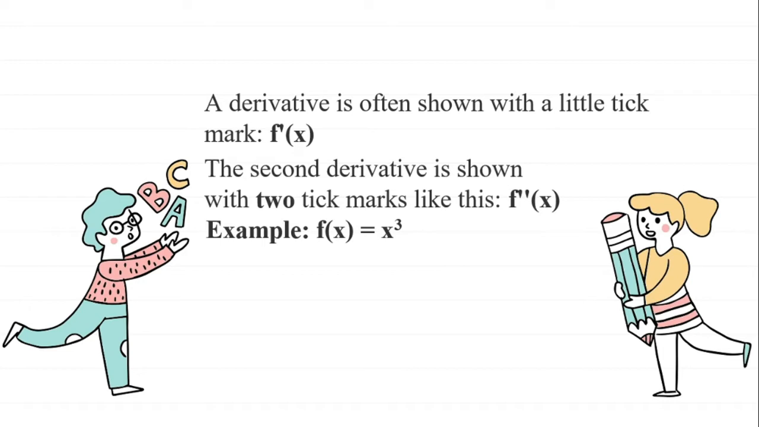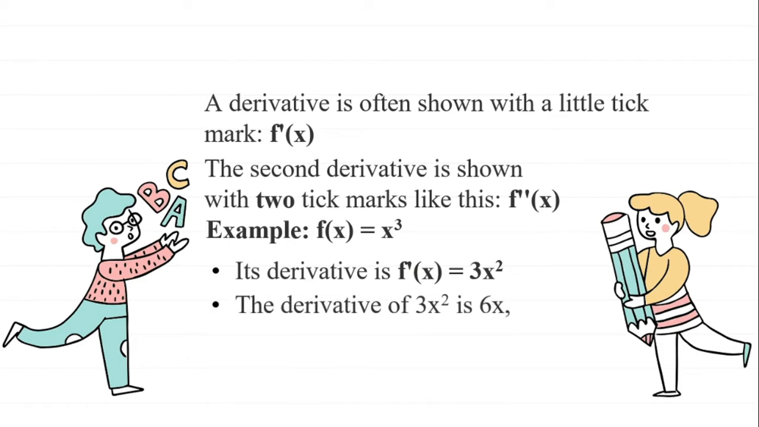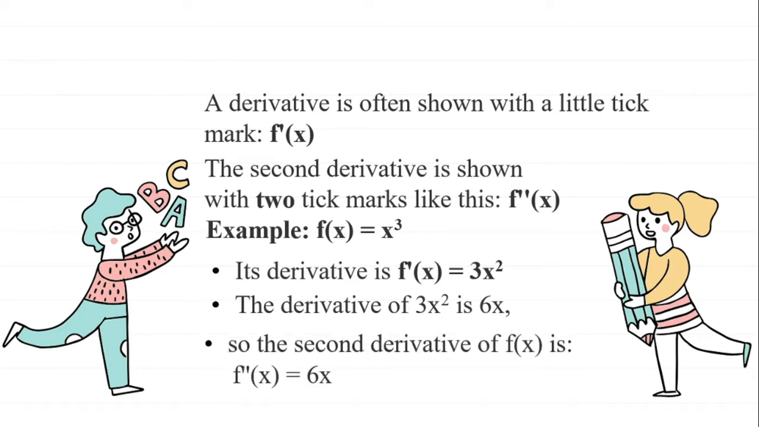Example: f(x) equals x cubed. Its derivative is f accent x equals 3x squared. The derivative of 3x squared is 6x. So, the second derivative of f(x) is f double accent x equals 6x.